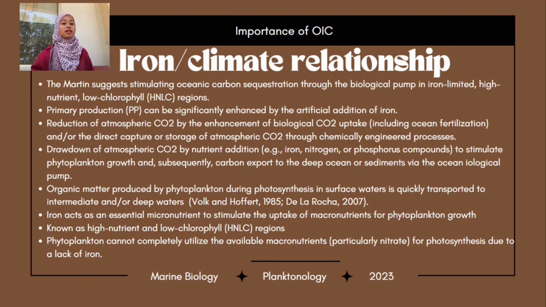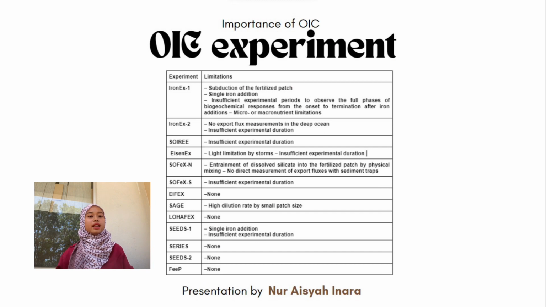Phytoplankton cannot completely utilize the available nutrients, particularly nitrate, for photosynthesis due to a lack of iron. As a consequence, primary production in these HNLC regions is relatively low despite the high availability of nutrients. A total of 13 artificial OIF experiments have been conducted in the following areas. Several limitations were listed according to the experiments, except EIFEX, LOHAFEX, SERIES, and FeeP.